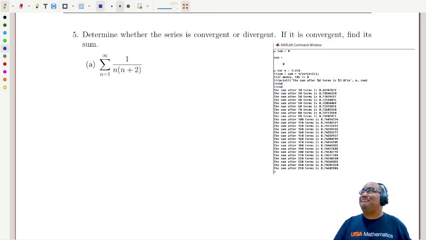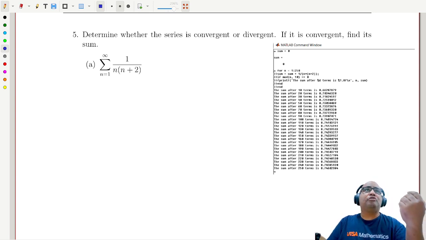We're going to close out this section with a nice type of sum where things just collapse into each other. You'll see what I mean in a second. They're called telescoping series, and let's go on with it. So I have a sum here: 1 over n times n plus 2, and I'm summing from n equals 1 to infinity.